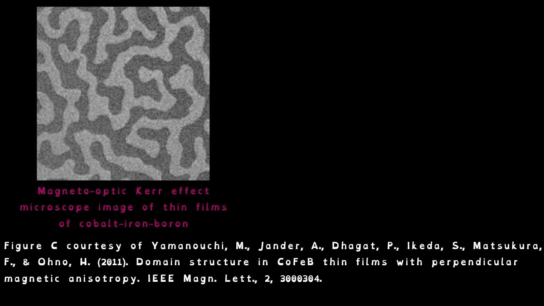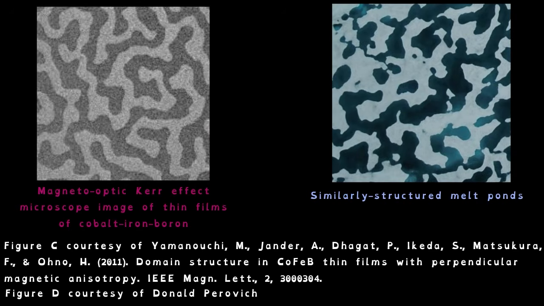Here's another pair of examples. On the left is a microscope image of maze-like domain structures in thin films of cobalt iron boron, which is used in magnetic memory, using something known as the magneto-optical Kerr effect. This effect is interesting enough to make its own video on, but for now, just note that this is another image of magnetic domains. On the right is a similarly structured melt pond, roughly 70 meters across. Thus, there does appear to be a connection.